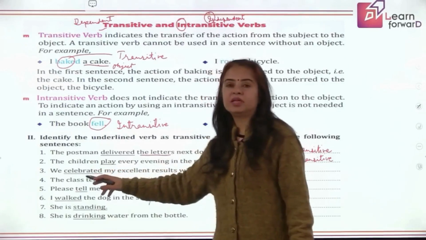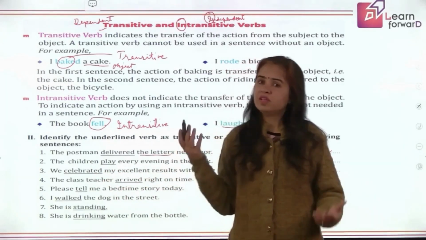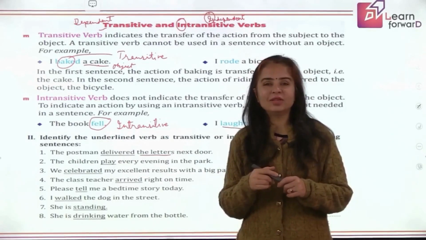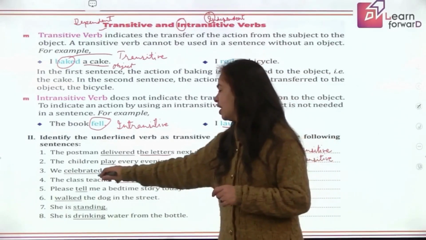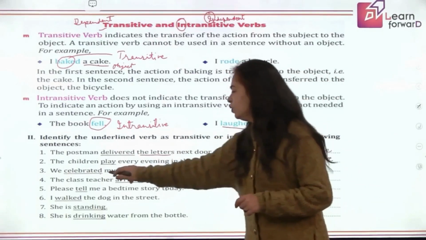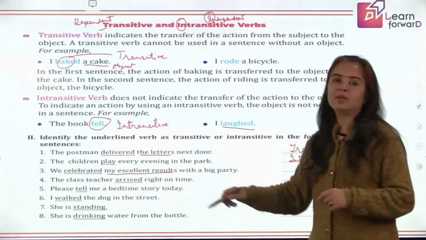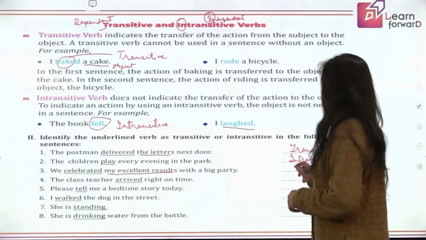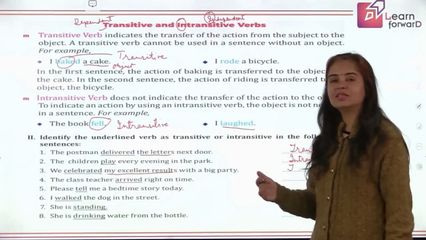Let's move to the next. We celebrated. Oh, we celebrated. But what did you celebrate? You need to tell. So this is again dependent on the object. You need to tell what did you celebrate. My excellent results. An object is needed. It is dependent. That means transitive.